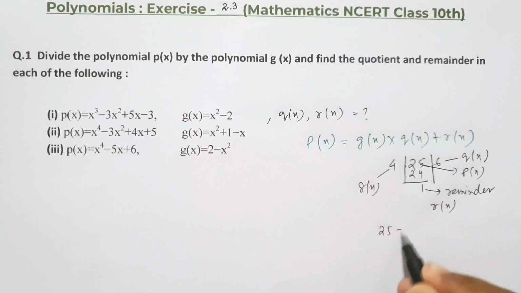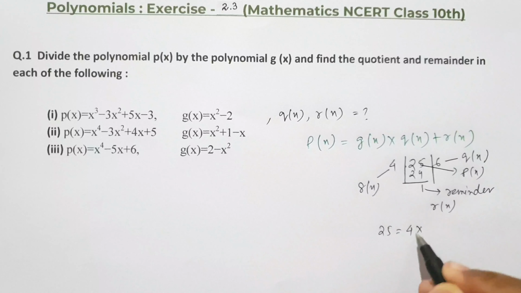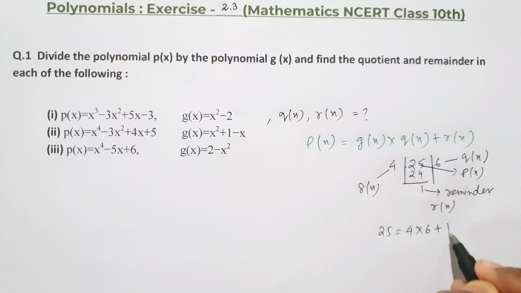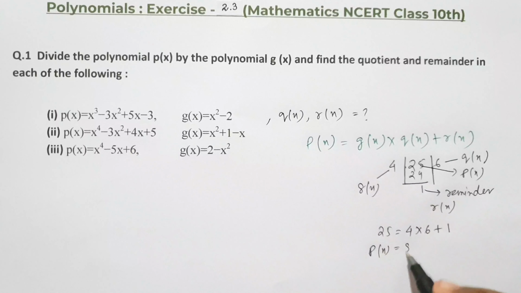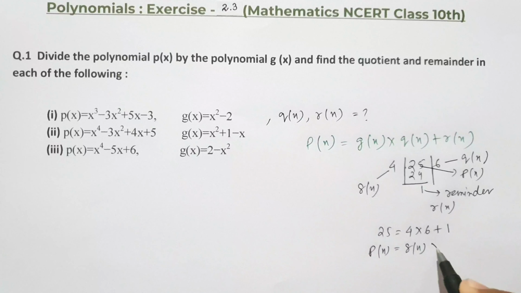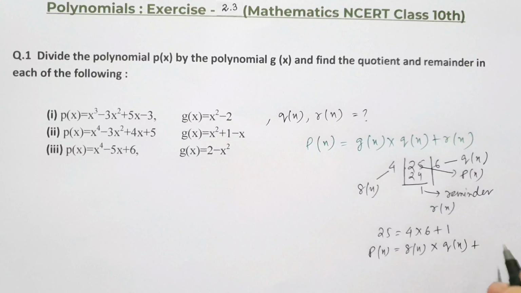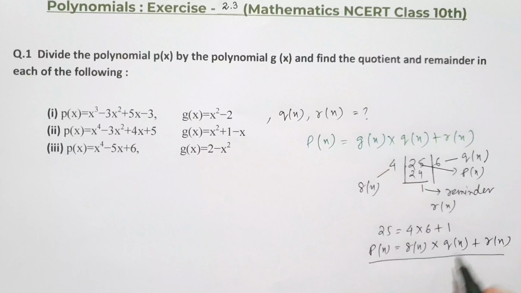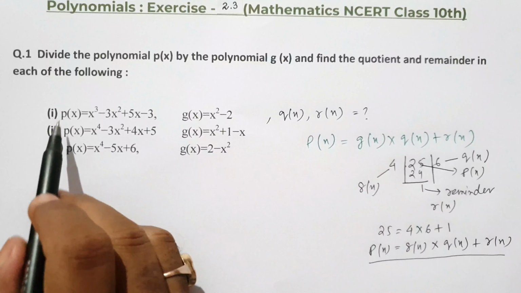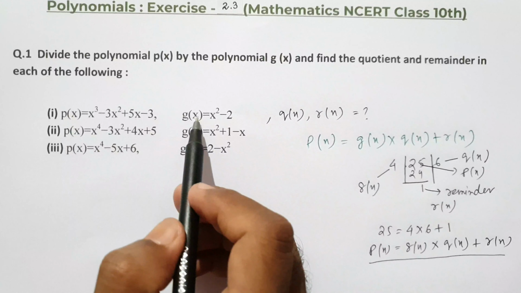So ultimately we can write 25 is equal to 4 into 6, 4 sixes are 24, plus 1, that is 25. So if this 25 is p(x), then 4 is called g(x), into 6 which is q(x), plus 1 which is r(x). So this is how the formula forms with the help of an example. Now let's start solving the first one. In the first one, they have given the value of p(x) and g(x).